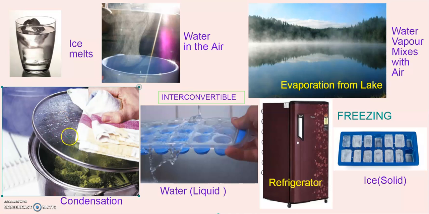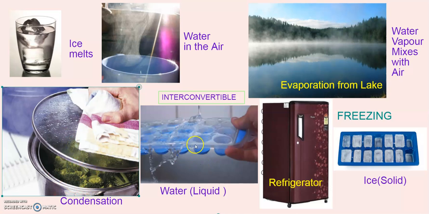These are the water droplets formed. When we open this lid, the cool air enters the bowl and makes this water vapor cool down, and they form water droplets inside this lid. So this process is called condensation.